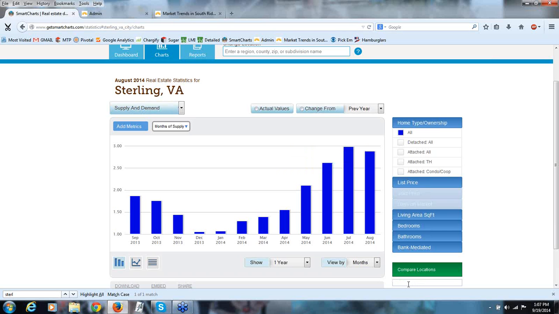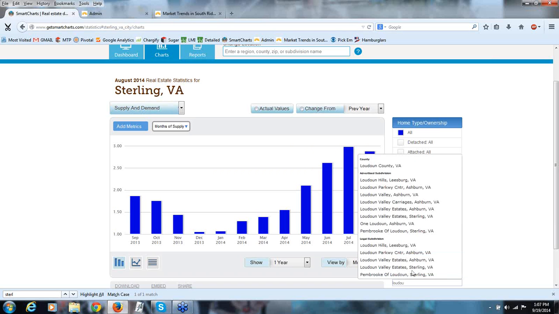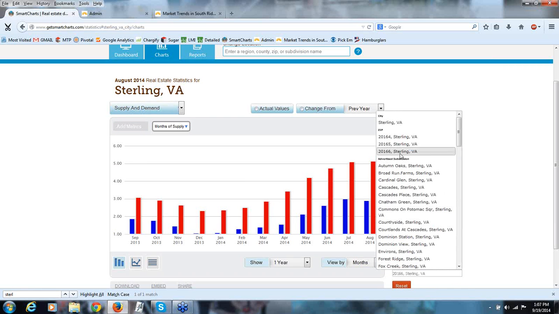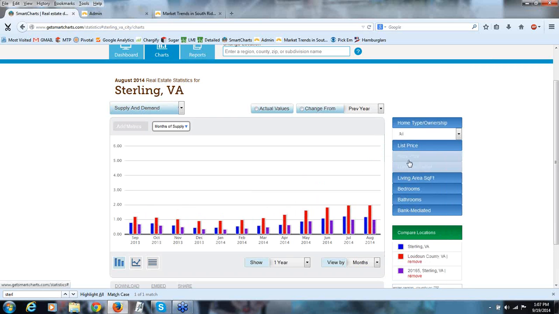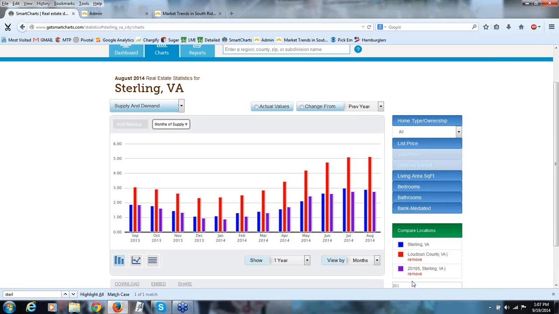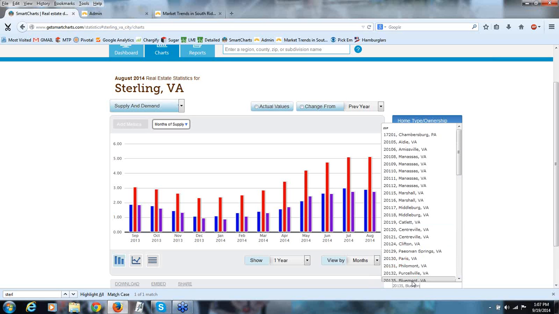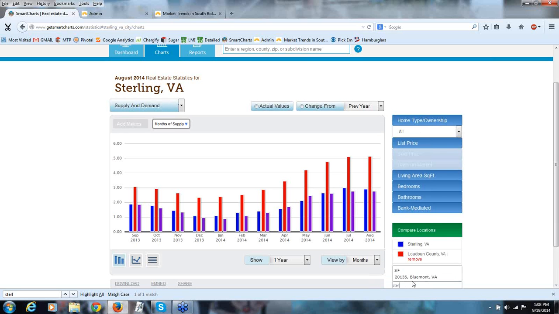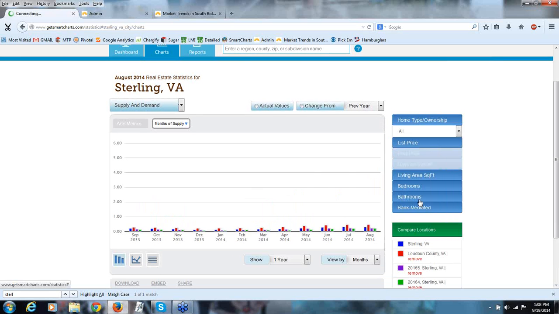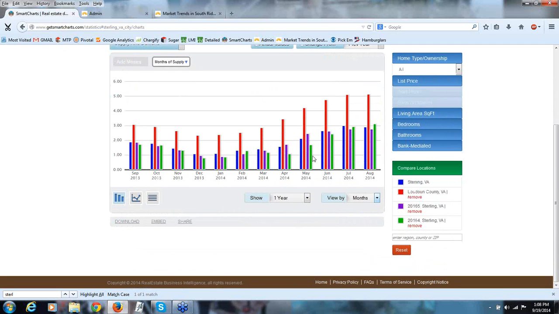We can turn this on to see how that compares with the county, and then specific zip codes within Sterling. If she wanted to focus mostly on, say, 20165 in Sterling, we can see how tight the market is there relative to other zip codes. If we just type in Sterling down below, the smart box will offer up all the zip codes that are in the city of Sterling. You can turn on 20164, etc.